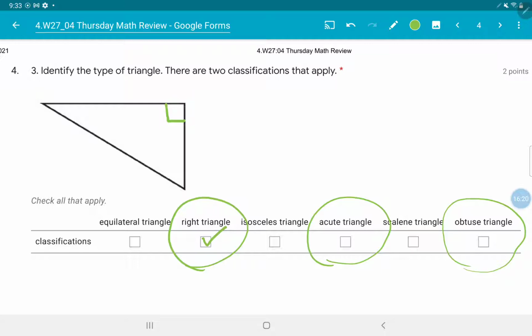So we've taken care of the angles. We know it's a right triangle because I have a right angle right here. So now I need to classify it by the sides. Equilateral means that all sides are equal. Are all sides equal? No. Isosceles says that two of my sides are equal. Do I have two equal sides?